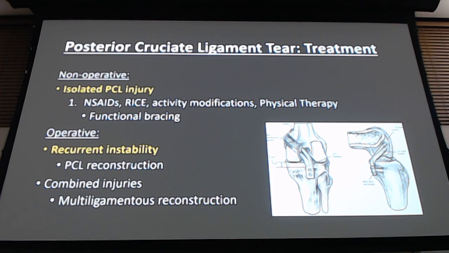So operative: they go on to have recurrent instability and they're symptomatic, meaning they're actually having pain, or say that it's limiting their job, okay? Special forces, operators, etc. Laborers. Then we do what's called a PCL reconstruction. The same principles that we discussed before with ACL reconstructions apply with PCL.